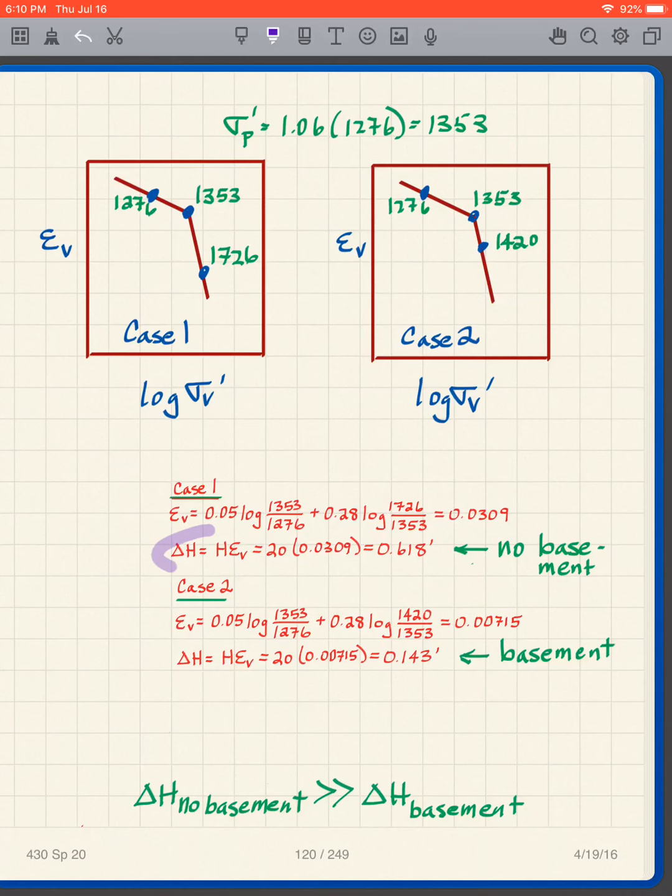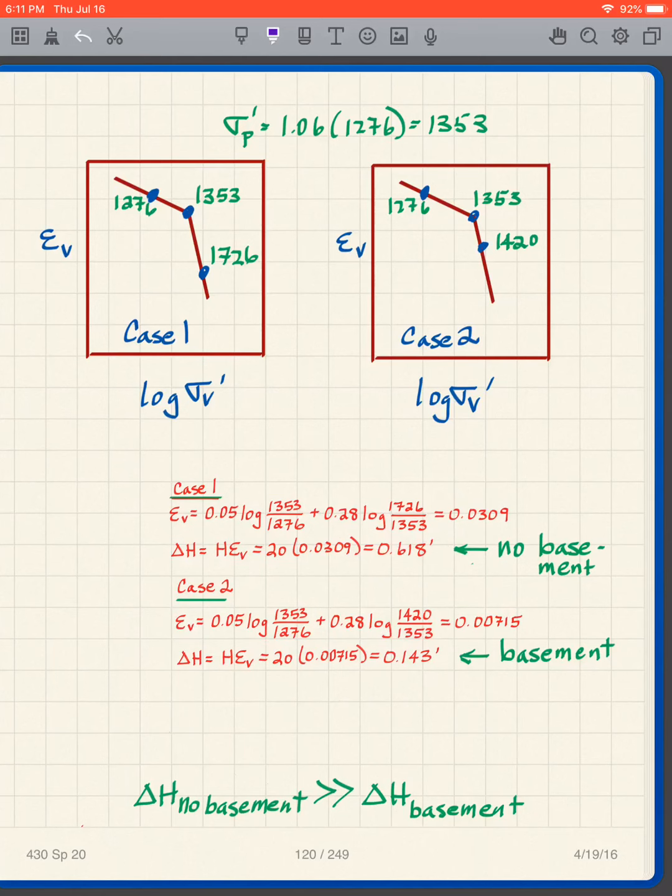And then my delta H is H epsilon v. The thickness of the clay was 20 times the 0.0309, 0.618 feet, 20 times the 0.00715, 0.143 feet. So what do we see here? The basement case has much less settlement than the no basement case.